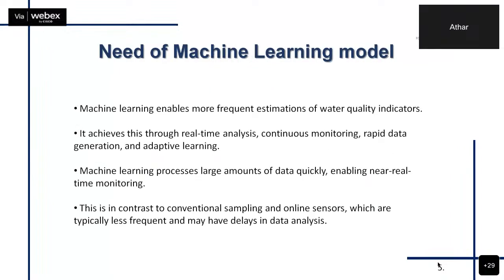There is a need for a machine learning model in this domain because machine learning enables more frequent estimations of water quality indicators by analyzing data in real time, continuously monitoring the environment, rapidly generating data and adapting to changing conditions. Unlike conventional field sampling and online sensors, which are often less frequent and may have delays in data analysis.